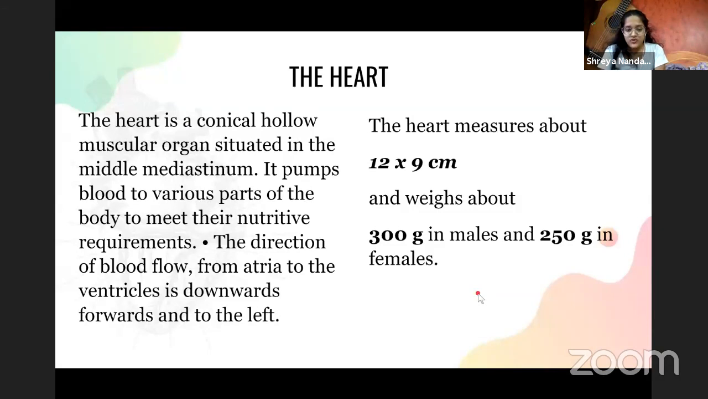So now we move on to the heart. We have already talked about the heart as the function and the function as an organ. It's basically a conical hollow muscular organ which is situated in the middle mediastinum, and the direction of the blood flow from atria to ventricles of the heart is forwards, downwards, and to the left. Now the dimensions of the heart are around 12 by 9 centimeters, and we have already talked about the weight beforehand.